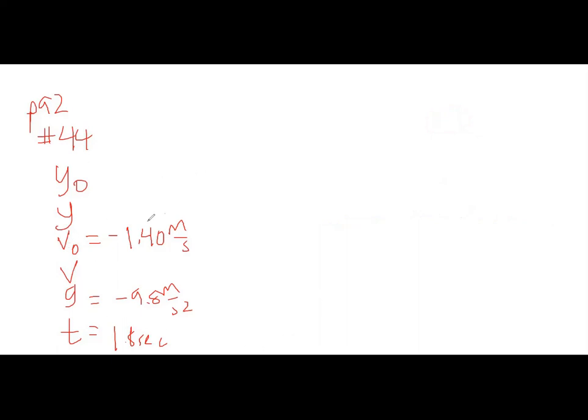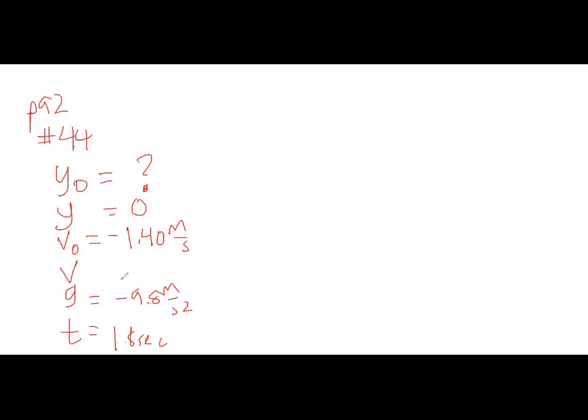Our goal is to find out the height that it was released from. We do know that the final position is 0. The water level is our reference level, and this should be a question mark at y naught. That's what we're looking for, not a 0. The reference level is the water. That's our 0 position. We're looking for the height above the water that it was thrown down from.